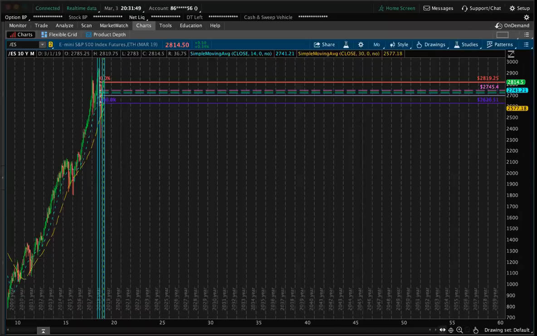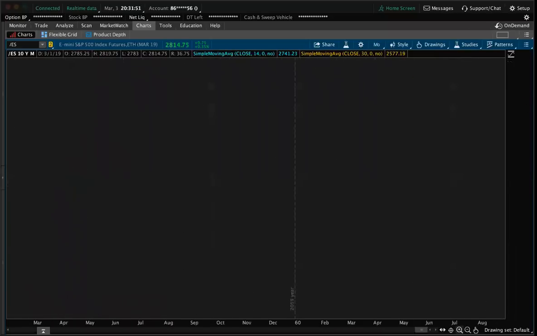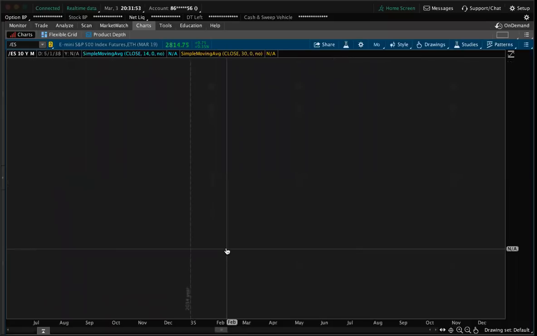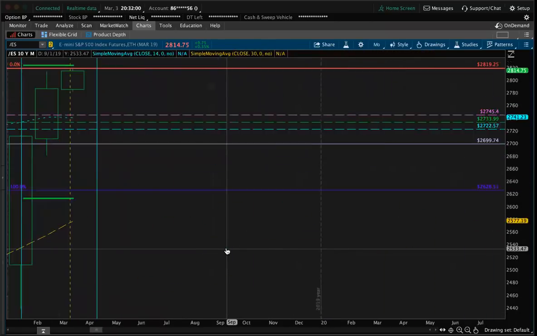This is our monthly chart here. Same thing for ES. I'm using ES because it's similar to SPY. Everything is the same to me. I use ES, SPX, and SPY. Sometimes I use one for the other.